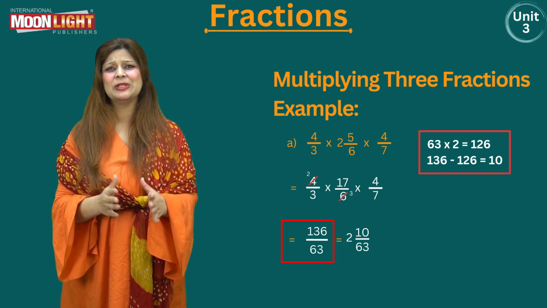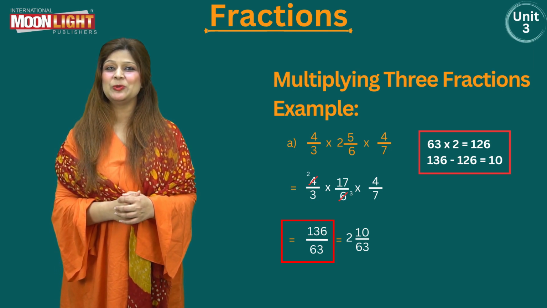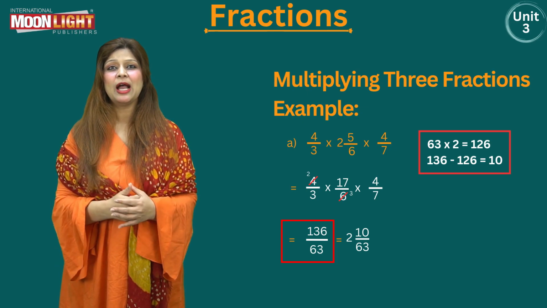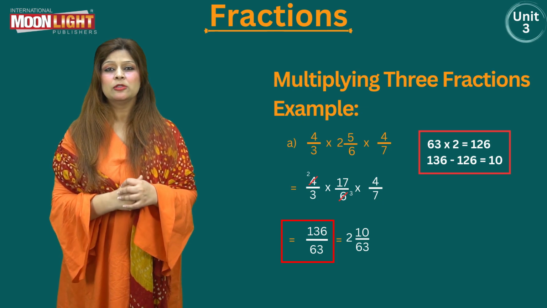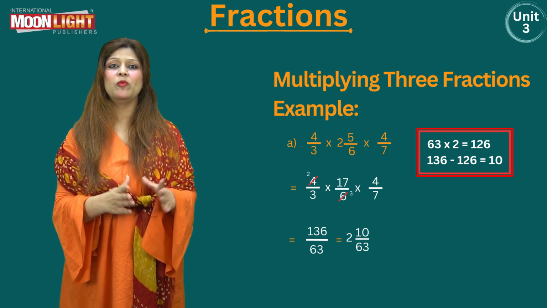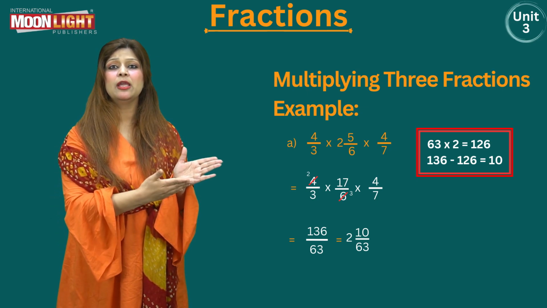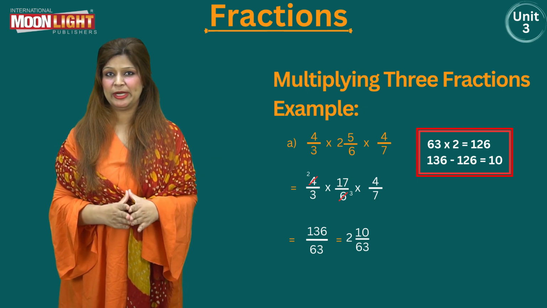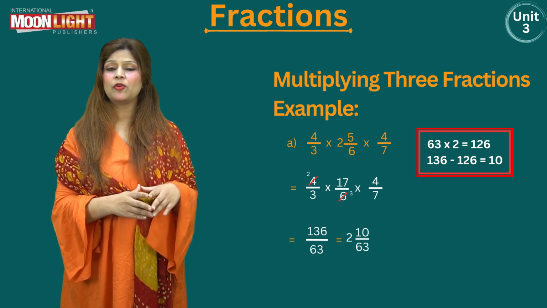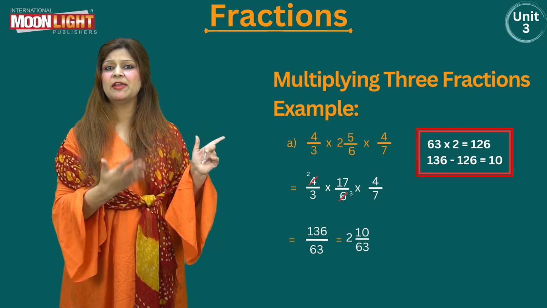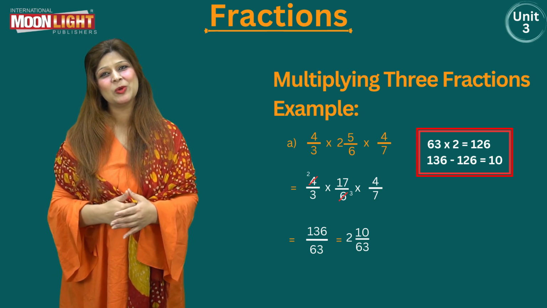Now my dear students, you know that the numerator is greater than the denominator, and we can write it as a mixed number. So 63 multiplied by 2 is 126. From this numerator 136, if I subtract 126, that is 136 minus 126, it is 10.